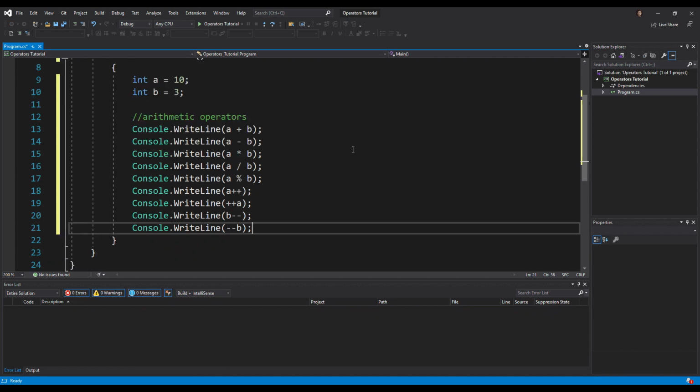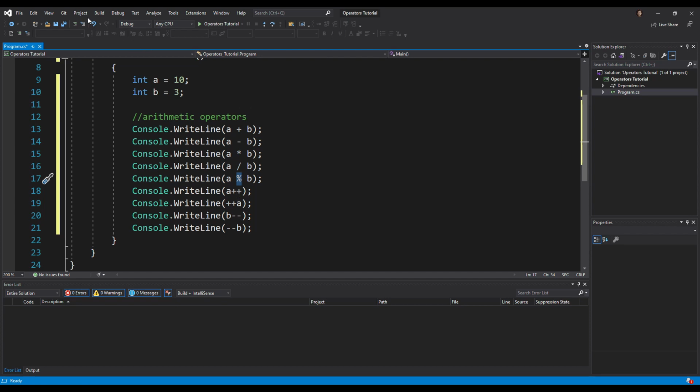Arithmetic operators allow us to do simple mathematical operations. I have two integers, a equals 10 and b equals 3. And in this example, we're going to add, subtract, multiply, divide, and we're going to get the remainder. We're going to add to and subtract from.